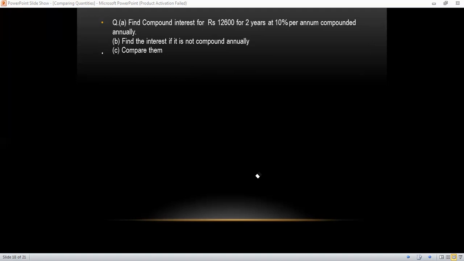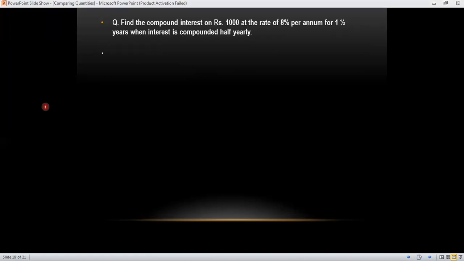Now moving to the next question. So here, find compound interest on rupees 1000 at the rate of 8% per annum for 1 1/2 years, when interest is compounded half yearly.